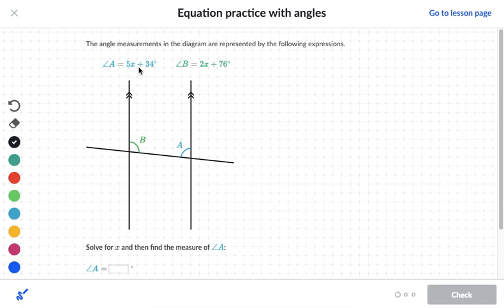Let's take a look at equation practice with angles. All right, when we look at having two parallel lines cut by a transversal, they create a set of equal or congruent angles. First we must understand this before we look at the equation practice with it.